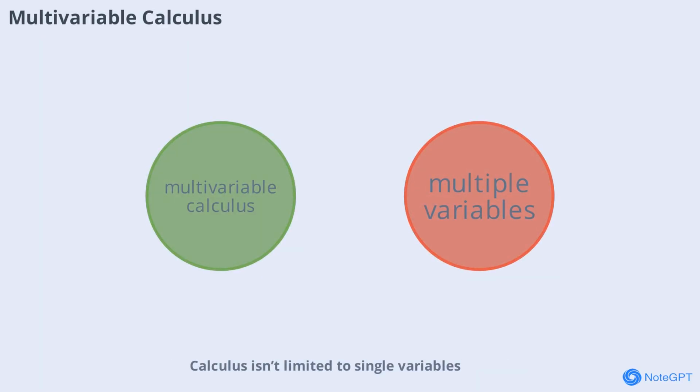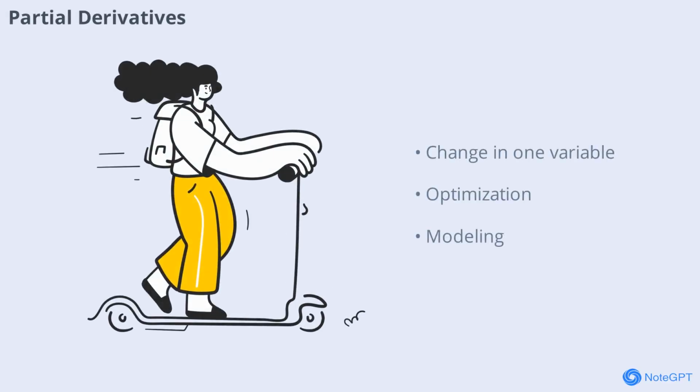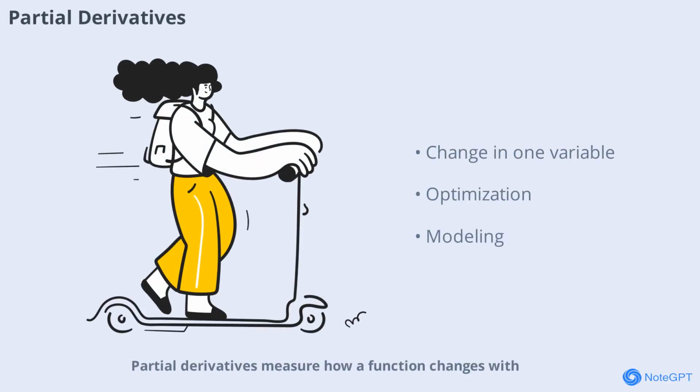Calculus isn't limited to single variables. Multivariable calculus extends the concepts of derivatives and integrals to functions of several variables. This branch is essential for fields like physics, engineering, and economics. Partial derivatives measure how a function changes with respect to one variable while keeping others constant. They're a key tool in multivariable calculus and are used in optimization and modeling.